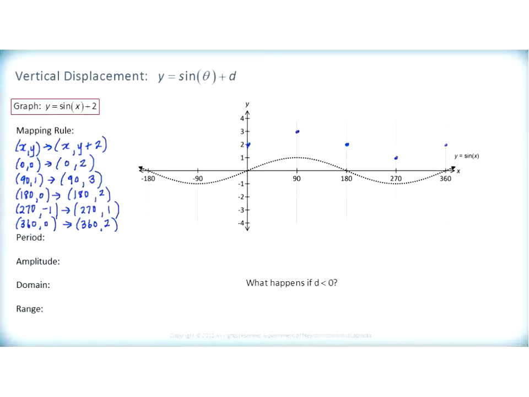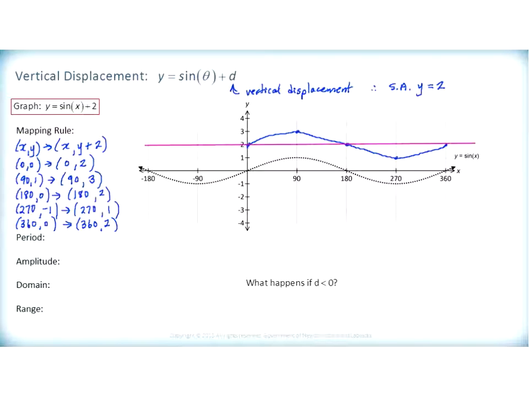When you connect these points, notice that the base graph of the sine of x has moved up 2 units. Therefore, the vertical displacement is equal to 2. So here the vertical displacement is given by the value of d. And this will affect the equation of the sinusoidal axis. The equation of this new sinusoidal axis will now pass through y equals 2. So to sketch that sinusoidal axis, we go through y equals 2, and that's the central line that passes through the new graph.